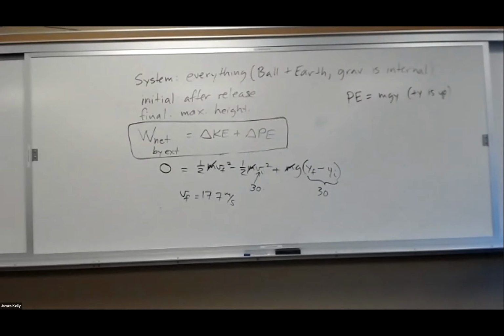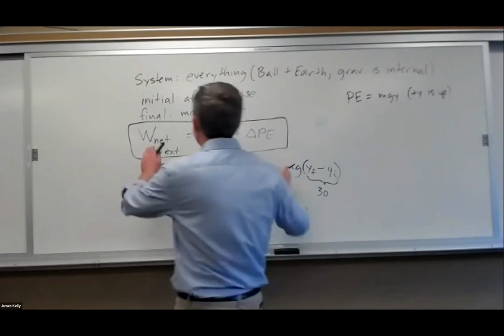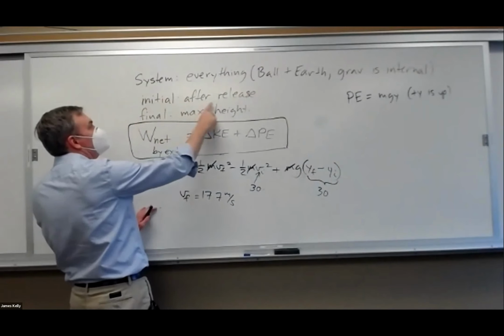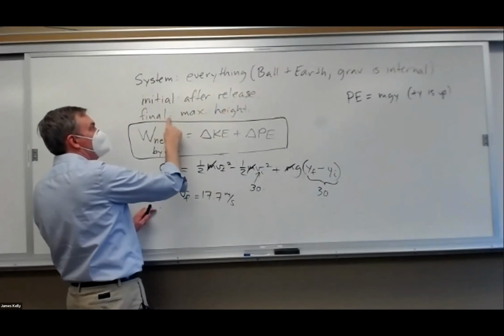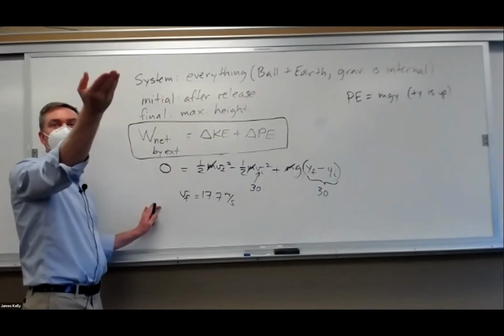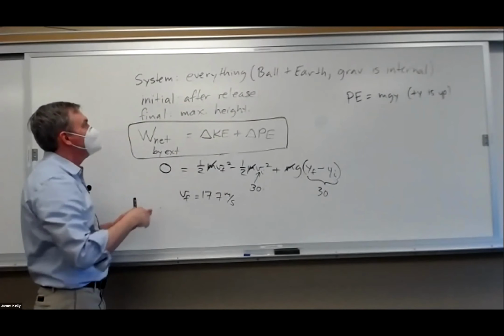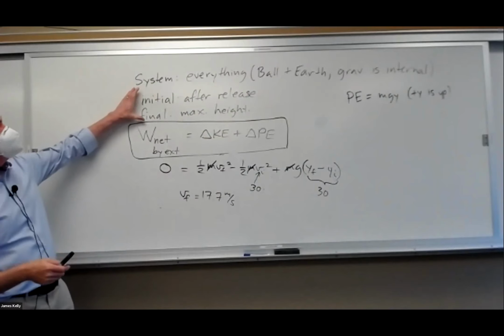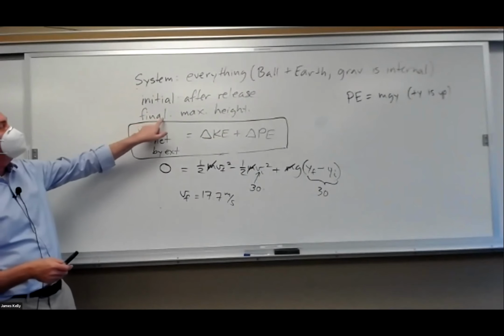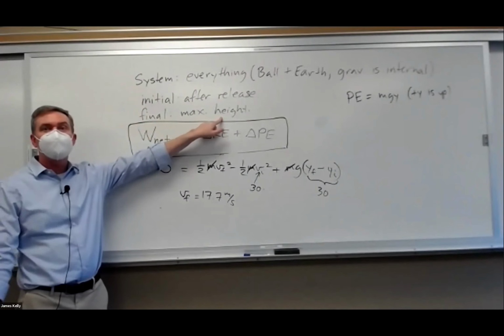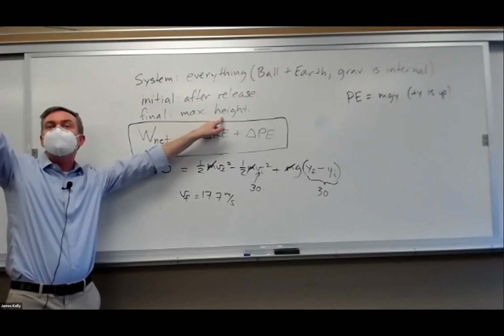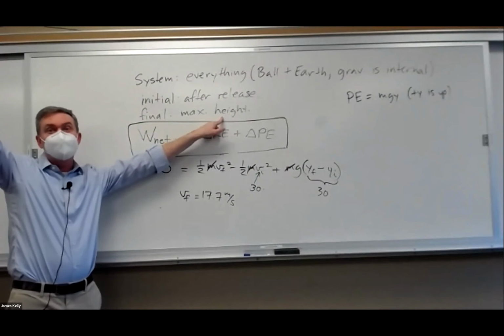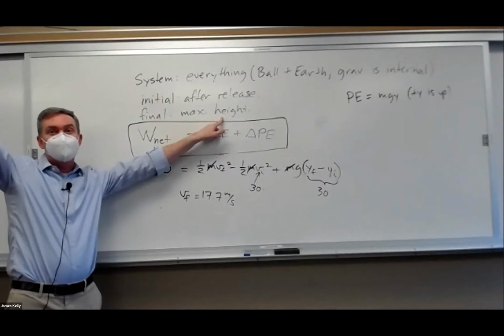I should actually say, I didn't use the same initial and final. My initial was the same in my work down here. My final was wherever it is after it's risen 30 meters. But this is what I chose for part A. And so by definition, my final was when it reaches that maximum height, momentarily comes to rest. If it comes to rest, that means V final is 0.